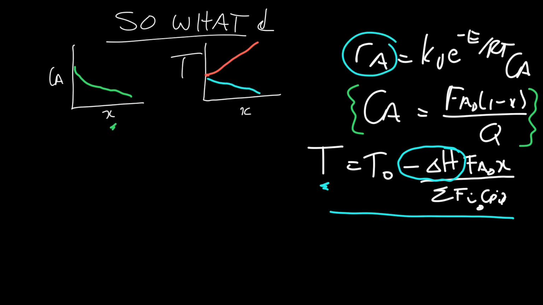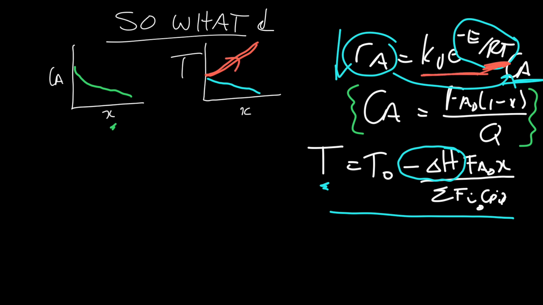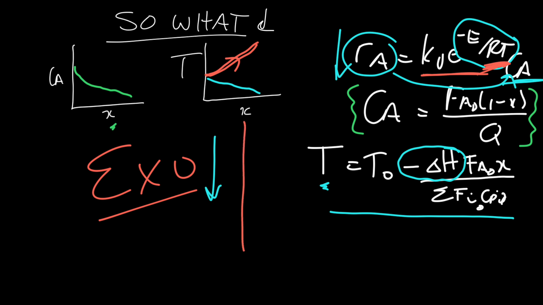My rate is directly proportional to concentration. So that's a linear dependence. And if the concentration drops, the rate will go down. However, my rate has an exponential dependence on the temperature. So when the temperature increases linearly, I'm going to see an exponential increase in the rate with temperature. So for an exothermic reaction, I've got these two opposing effects: the pull of the concentration that wants to decrease the rate, and the push of the increase in temperature that wants to increase the rate.